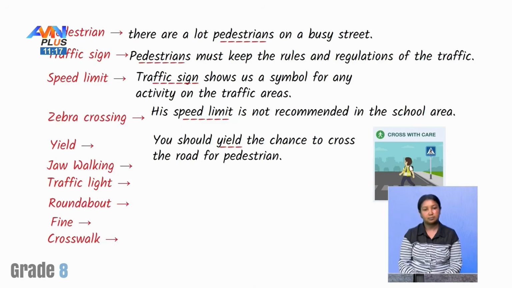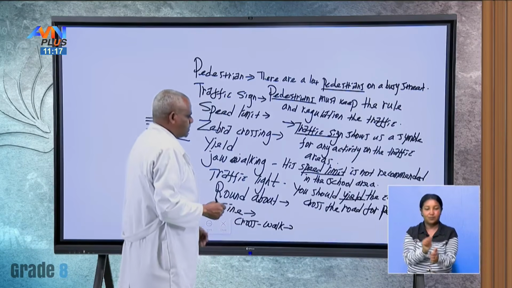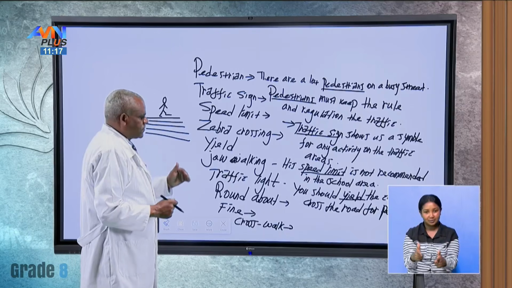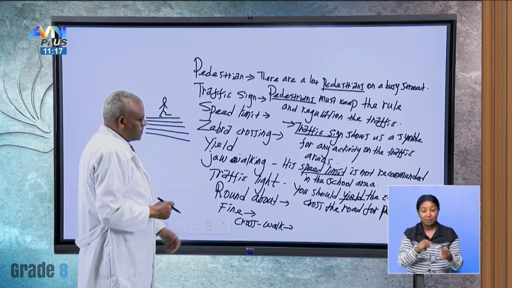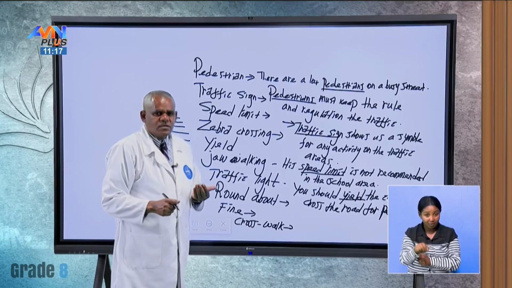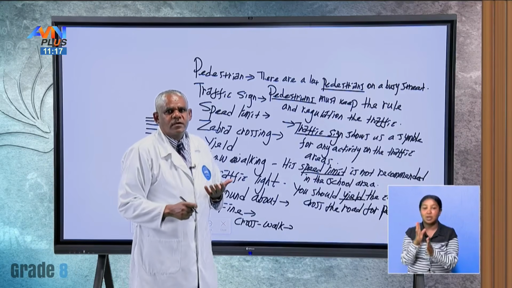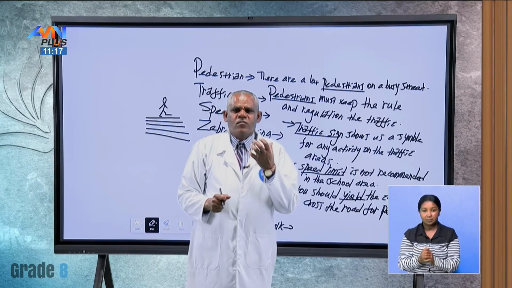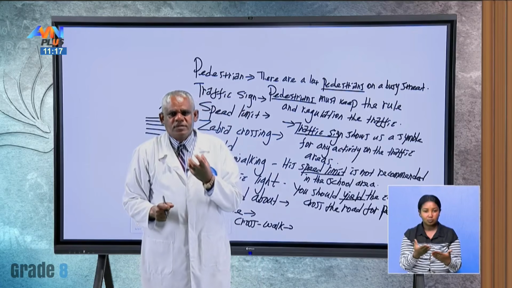Yeah, yield first chance. You should yield the chance to cross the road for pedestrians. First chance. Who's going to give first? It's not only for the pedestrians, actually, even the vehicles. Okay, even the vehicles have what? A right to take their first chance.